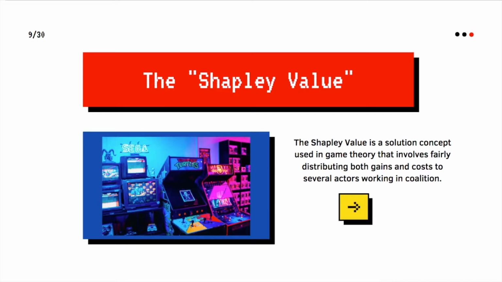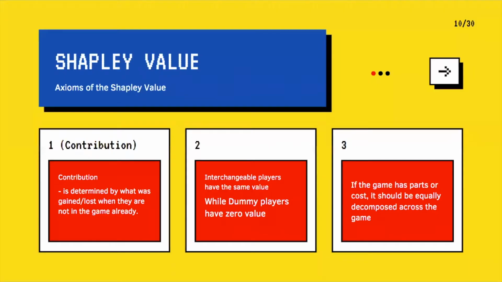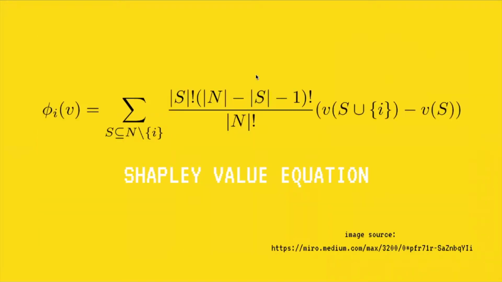Moving on, the Shapley value also has four axioms. First is the marginal contribution. It is determined by what was gained or lost when they are no longer in the game. For the second axiom, interchangeable players have the same value. Third, dummy players have zero value, or are not really that important. And lastly, if the game has parts or costs, it should be equally decomposed across the game. As you can see, here is the equation for the Shapley value.